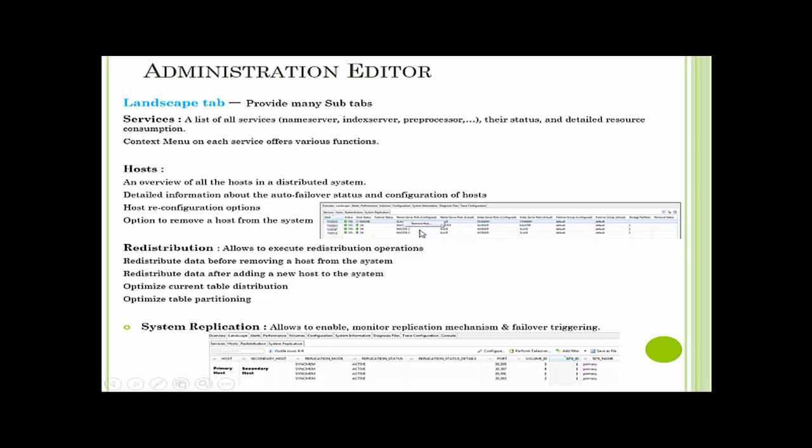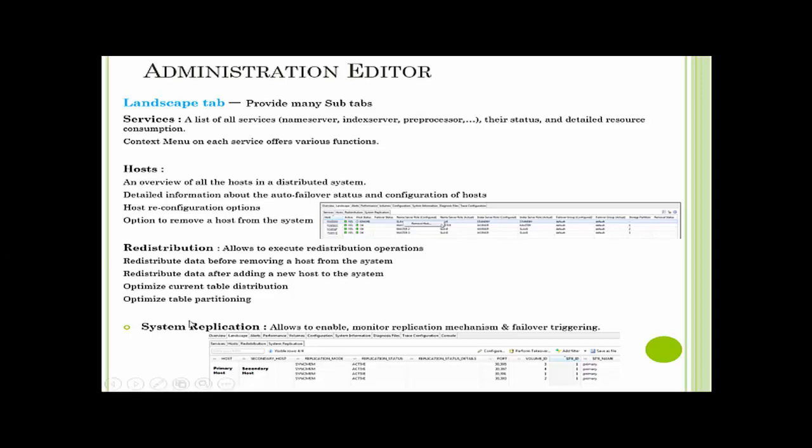We also have a command line program to remove a host, but alternatively, we can use the HANA Studio landscape tab to do the same. And next is redistribution, which allows us to execute redistribution operations. By redistribution, we mean redistribution of contents owned by a host. For example, if we want to remove a host, we have to redistribute the data in it to other hosts and then remove it. Similarly, when we are adding a new host to the system, we have to perform a redistribution there also.